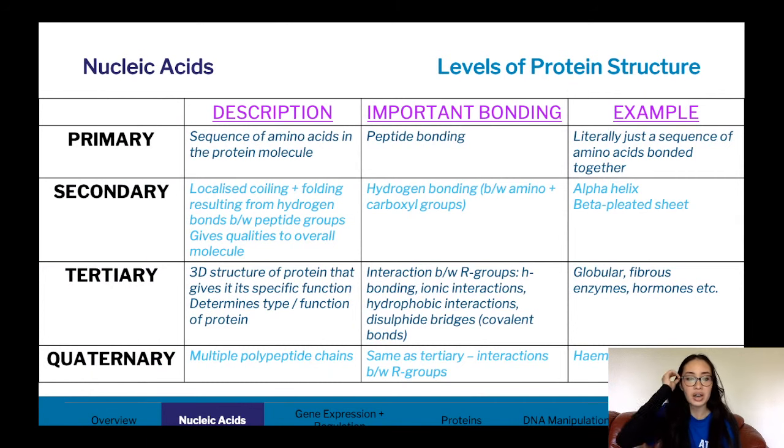Levels of protein structure. So this is kind of a big summary table. We know we've got 4 levels of protein structure: primary, secondary, tertiary, and quaternary.